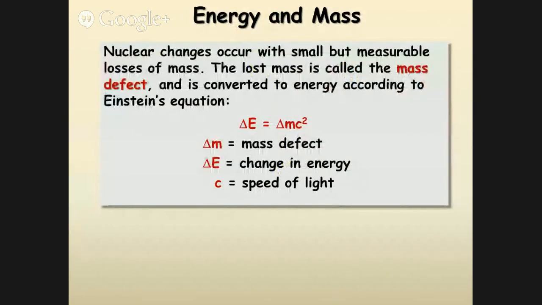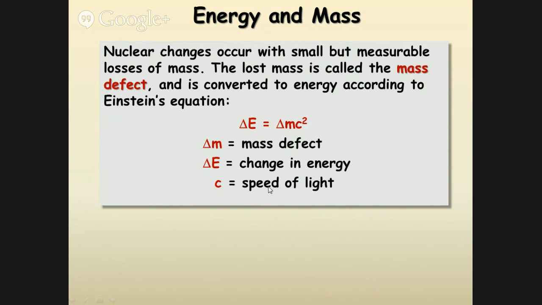Now, if you were to take 4 hydrogen atoms and add them up mass-wise and compare them to the mass of a helium atom, it wouldn't exactly match. The reason they don't match exactly is some of the mass, which we call the mass defect, has actually been converted into energy according to Einstein's famous equation, E equals mc squared. The little triangles stand for change in, and so the change in mass, which is called the mass defect, basically gets transformed into a change in energy. C is for the speed of light.